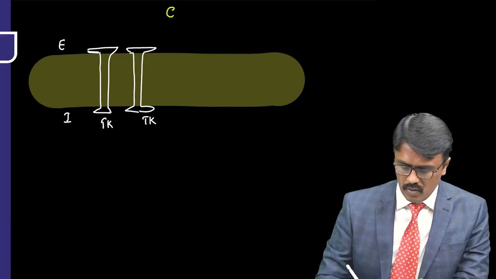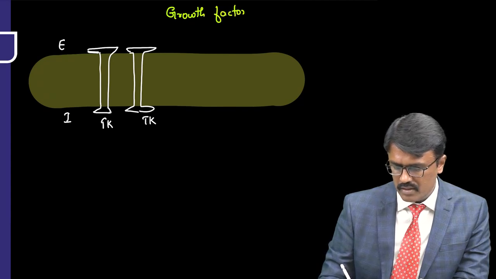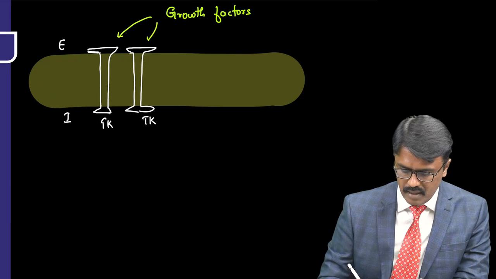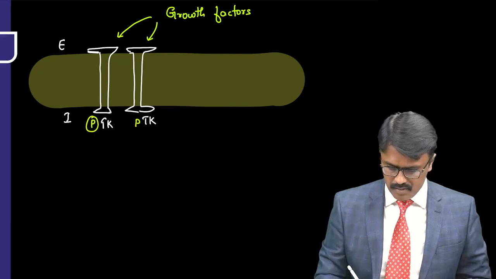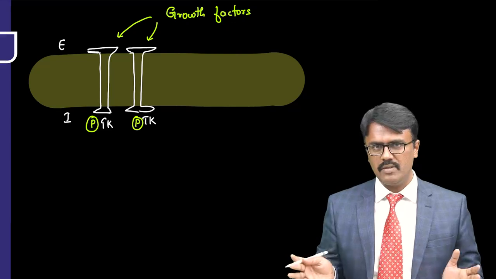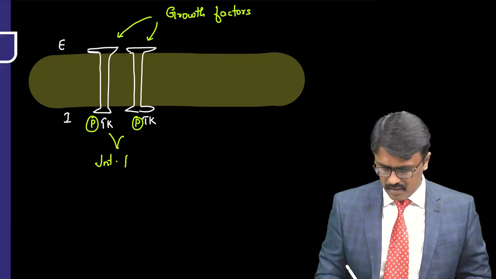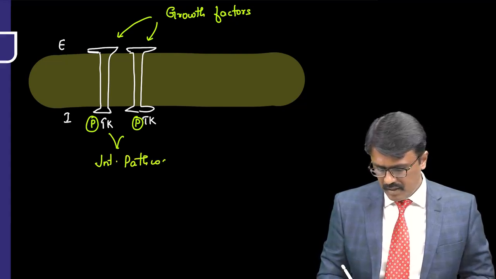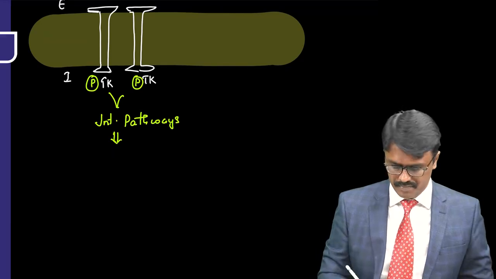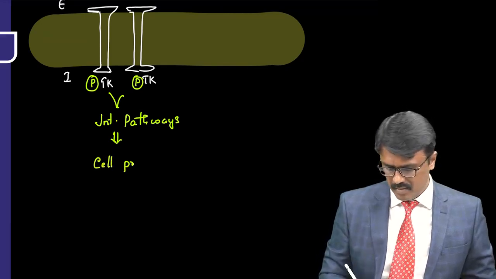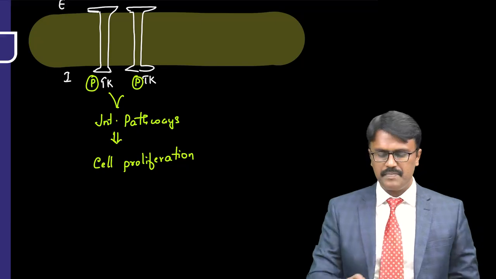Whenever the growth factors bind to the receptor, it will undergo dimerization and they will phosphorylate the tyrosine kinase. So they have intrinsic tyrosine kinase property and this will activate the intermediate pathways. And these intermediate pathways will give the signal for cell proliferation. So this is the understanding.